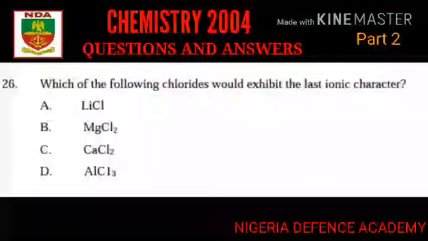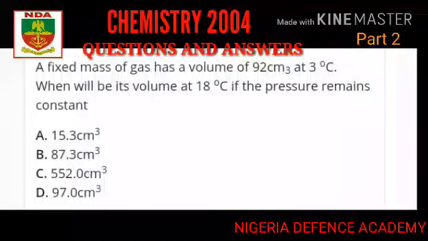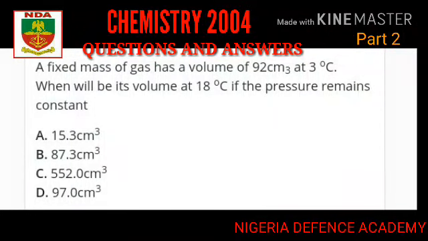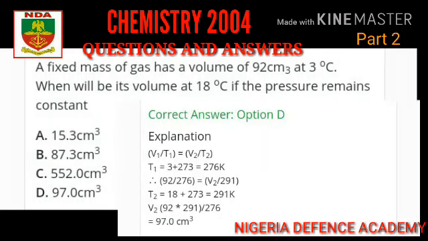Okay, now let's move over to the next question. A fixed mass of a gas has a volume of 92 cm³ at 3 degrees centigrade. When we heat it to 18 degrees centigrade, what is the volume if the pressure remains constant? Option A, 15.3 cm³. Option B, 87.3 cm³. Option C, 552.0 cm³. Option D, 97.0 cm³. Okay, I'll be using the gas law in explaining this to you.